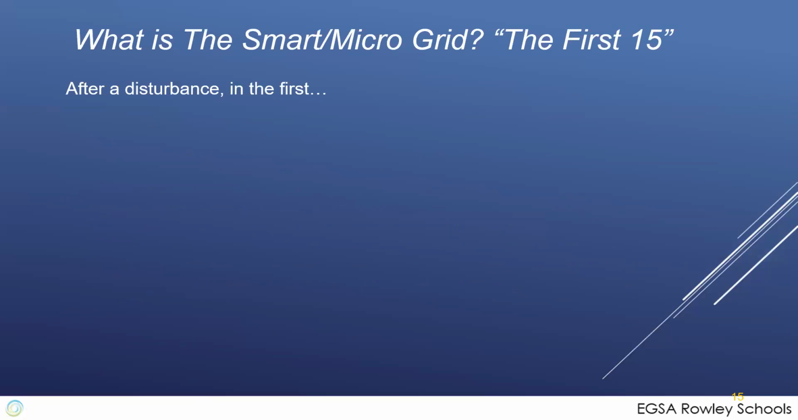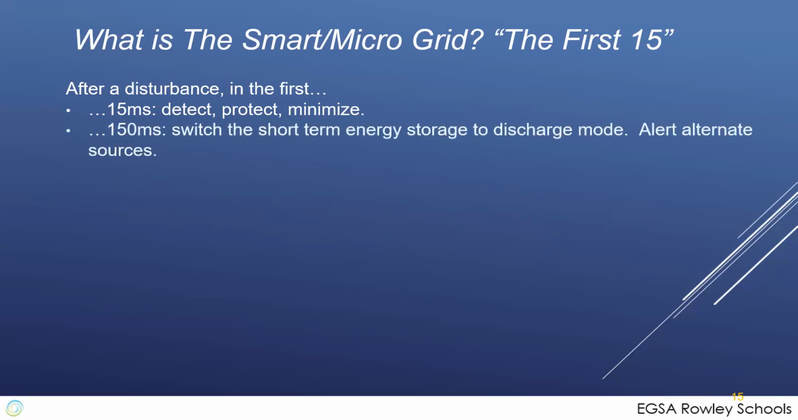This is an engineering thing you have to work into your theories when you're designing a power system: the first 15 milliseconds after a disturbance, you detect, protect, and minimize. An example would be a car hitting a power pole. You want to minimize the outage. The next few milliseconds, you switch your short-term energy storage into discharge mode. You alert alternate sources, so you send a signal to your RICE unit to get ready to start.